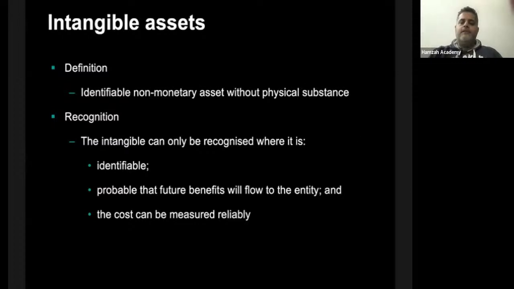So overall, an intangible asset must only be recognized where it is identifiable. Identifiable doesn't mean that you are able to identify the intangible asset. In accounting, identifiable means that it should have the capability of being separated and sold independently of the business, right? This is what identifiable means, right?